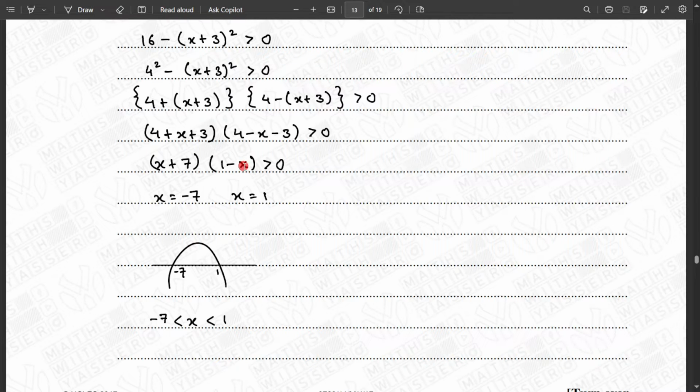And we know that the negative quadratic equation will take this shape of the curve. So having minus 7 on the left hand side and 1 on the right hand side, and at the same time we need to find the values for which it will be greater than 0. So greater than 0 lies over here. This part of the curve is greater than 0. So since this part is greater than 0, that means x lies between minus 7 and 1.